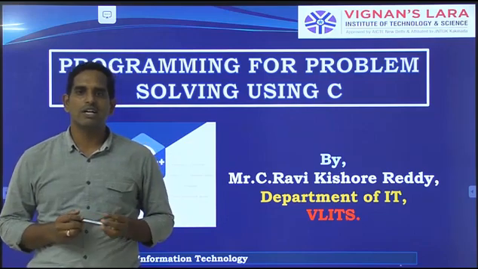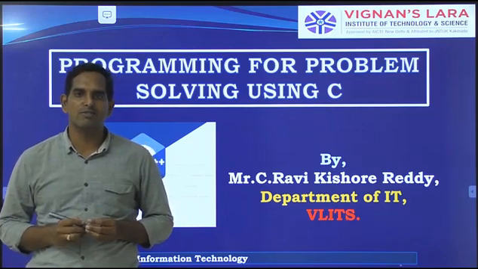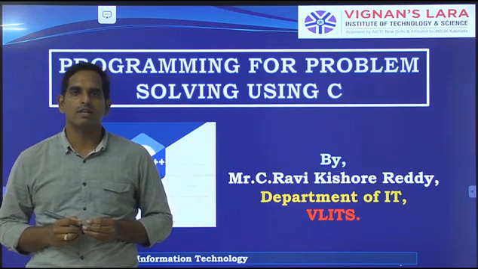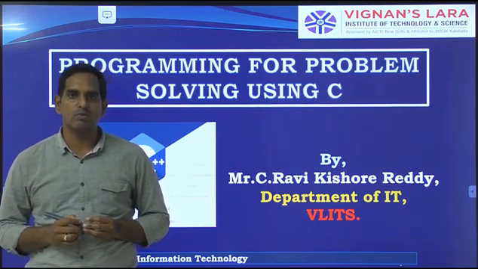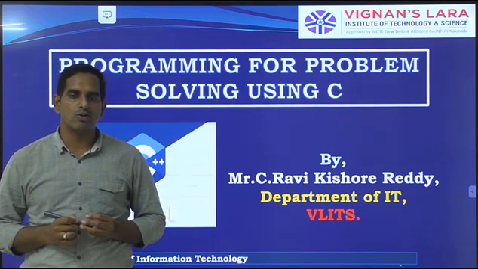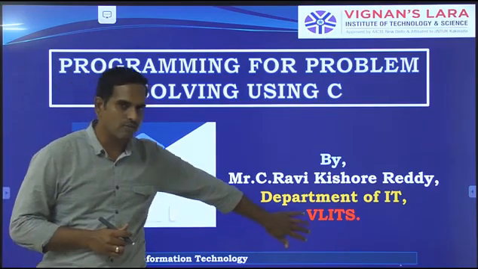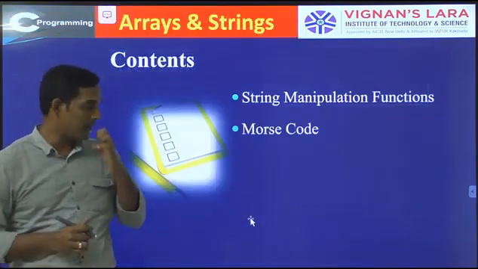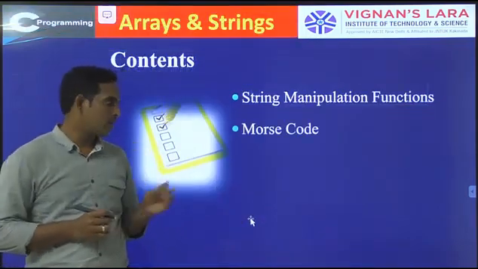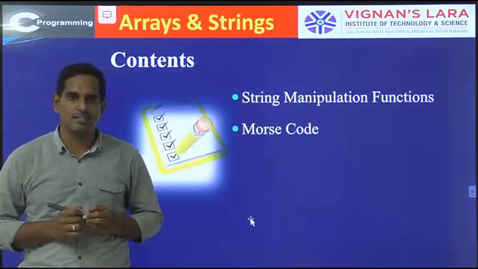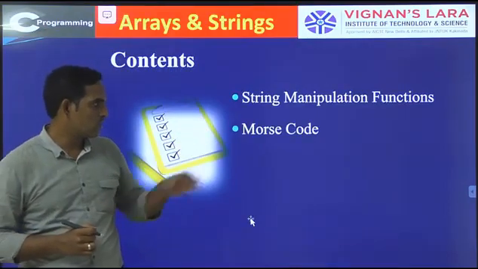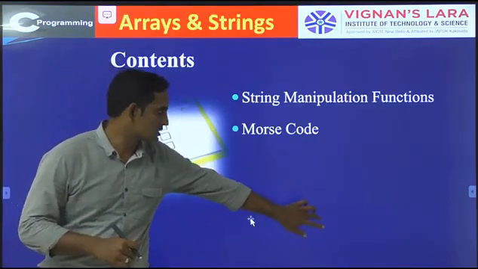Greetings everyone, we will continue our discussion on programming for problem solving using C. In the previous sessions we started on strings and learned what a string is and how to perform input and output operations on strings. In this session we will be learning about various string manipulation functions and an application regarding strings called Morse code. So first we will be looking at string manipulation functions.